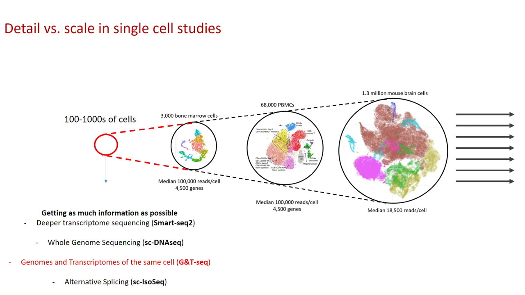Whole genome sequencing is still sort of lagging behind the transcriptome sequencing, because it's harder, I think. But it's also much more relevant, obviously, in cases of somatic variation. What I'll be talking about today is this parallel sequencing of genomes and transcriptomes, where we try and get the genome and the transcriptome from the same single cell.